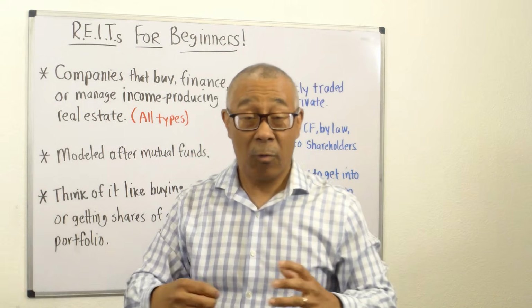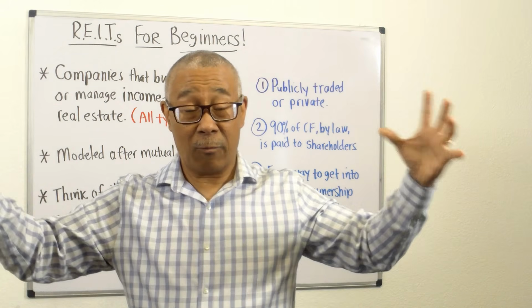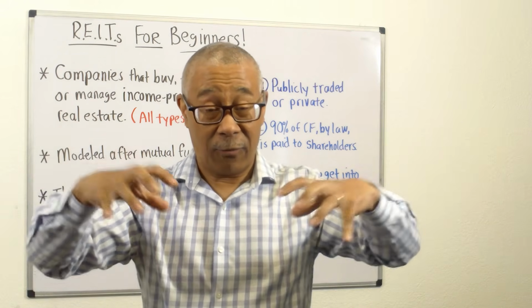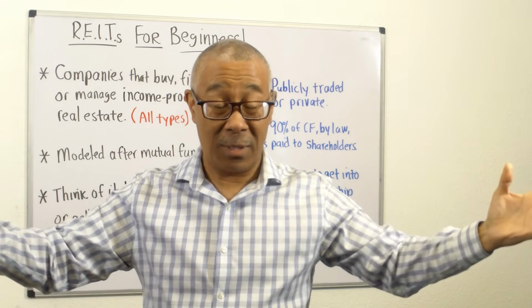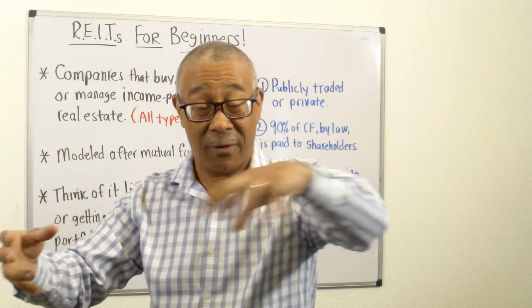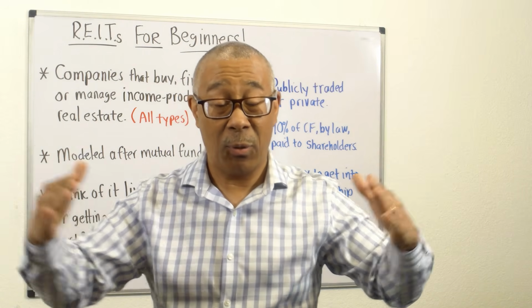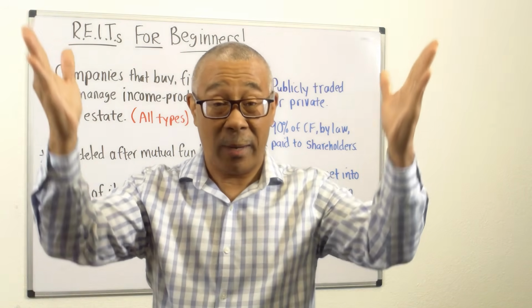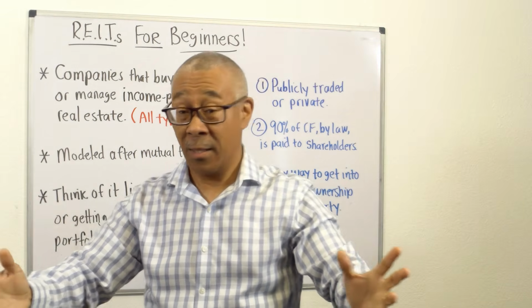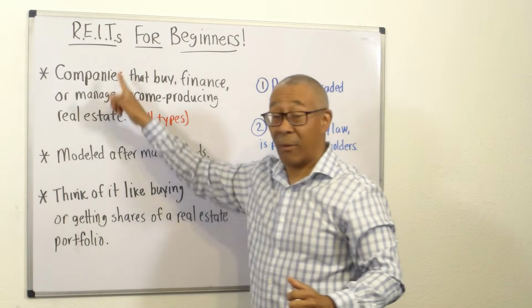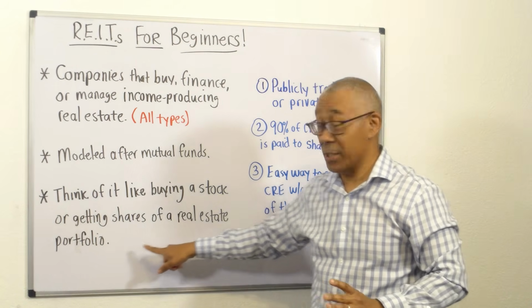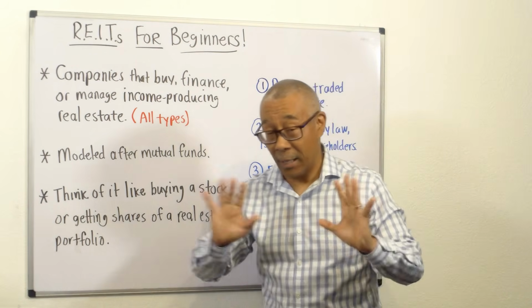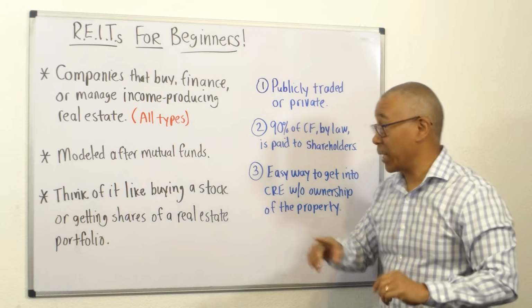So basically, when you invest in a REIT, the REIT pulls money from other people so they can buy various properties, like a mutual fund, right? They buy various properties and pool all that into one investment and create one real estate fund, so to speak. Okay? So I want you to think of a REIT like buying a stock or getting shares of a real estate portfolio. Now, three things to notice here.